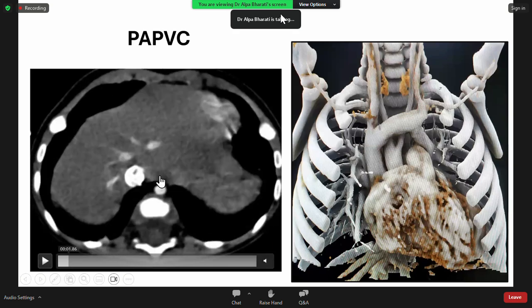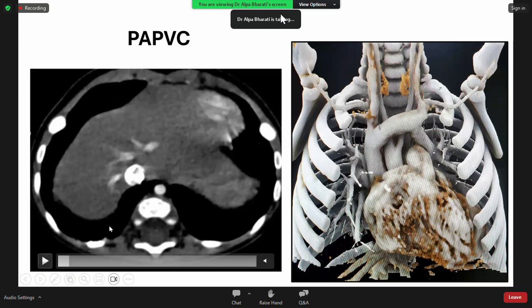So I generally prefer to see from the caudocranial side. When you are going from below up, you can identify the IVC and the aorta. If the IVC is on the right and the aorta is on the left, you know that mostly it's not going to be a very complex heart disease. It can be, but if this relationship is changed, there are associated significant congenital anomalies.